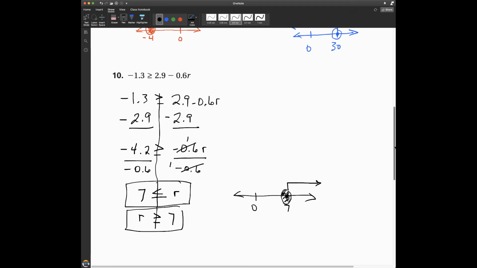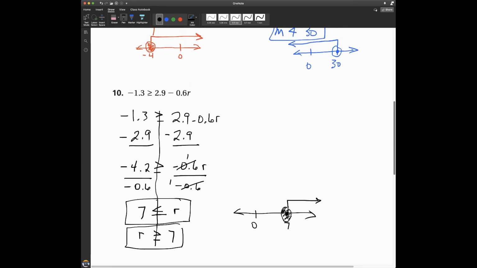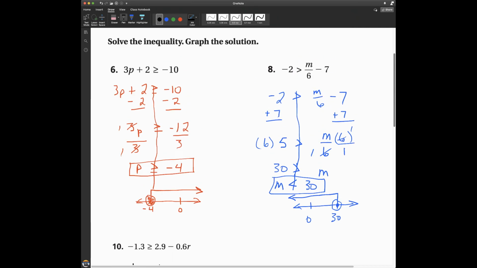We got 3 problems where we practiced solving two-step inequalities. Hopefully that was helpful for you guys.